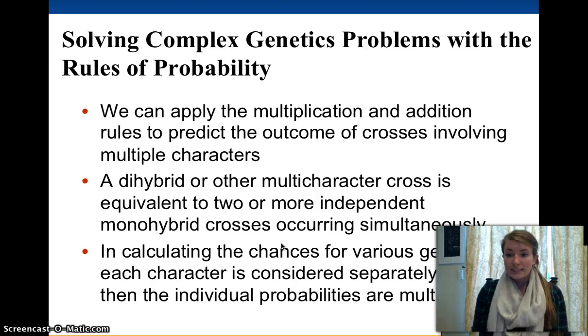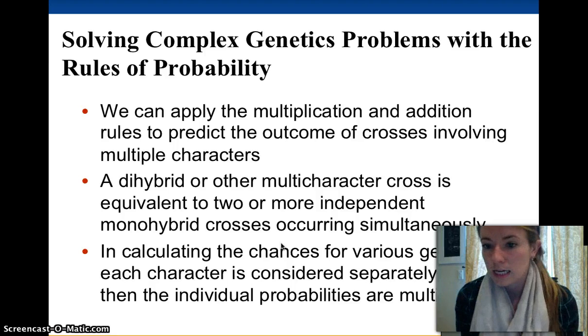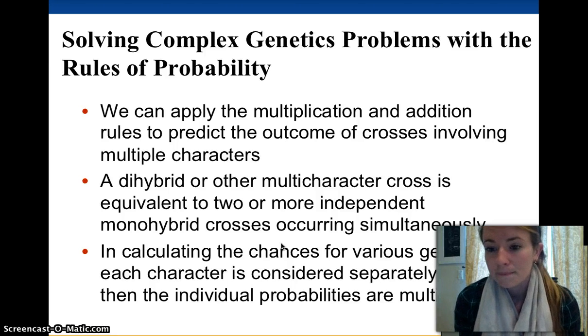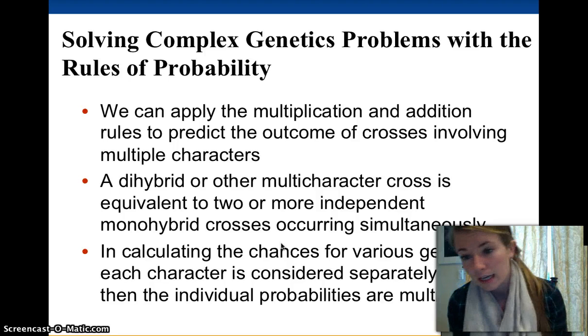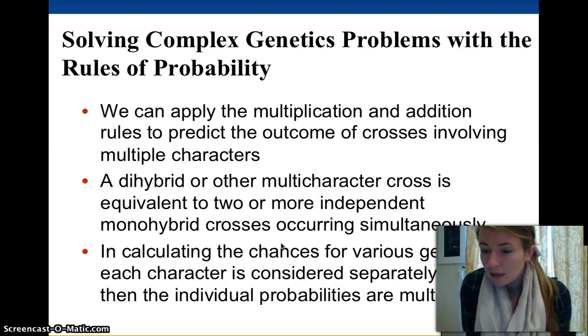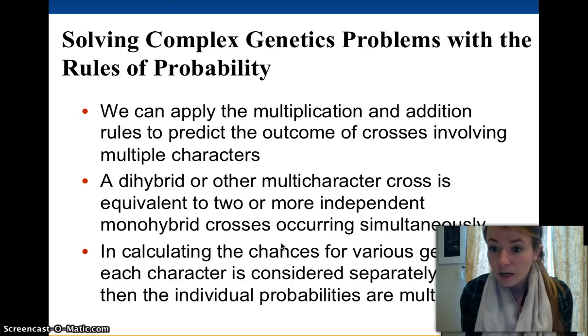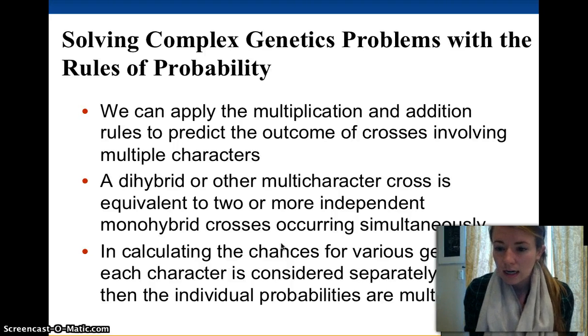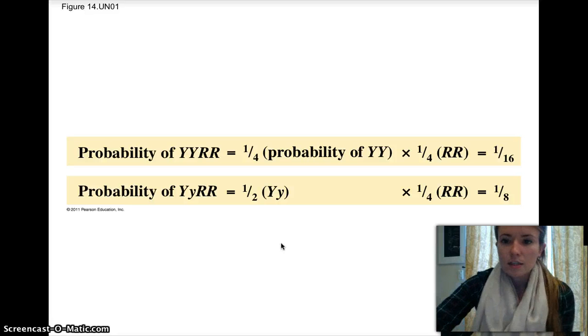So basically, if we're looking at a dihybrid cross, that means 2, right? So we're looking at 2 characters, like seed color and seed shape at the same time. They're basically 2 monohybrid crosses just happening at the same time. So it's really easy to just use math to figure it out. And remember, if 2 events are happening at the same time, we use the multiplication rule.